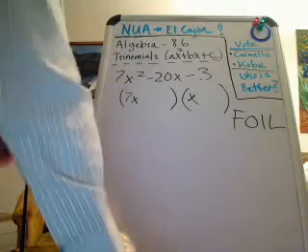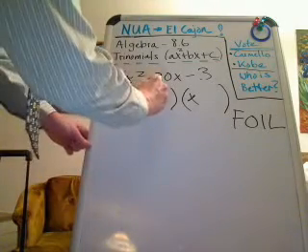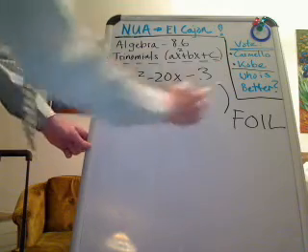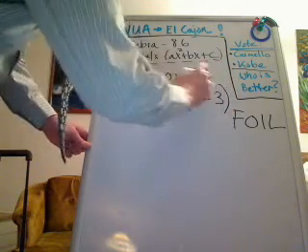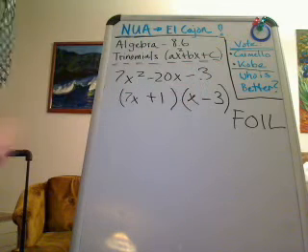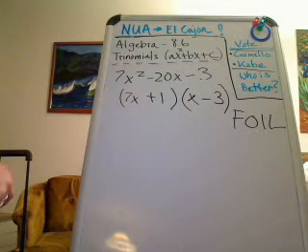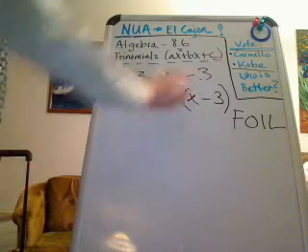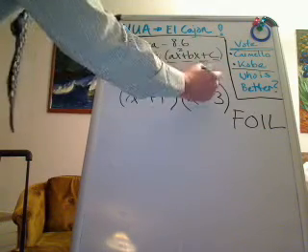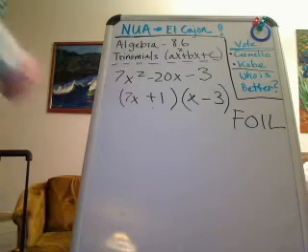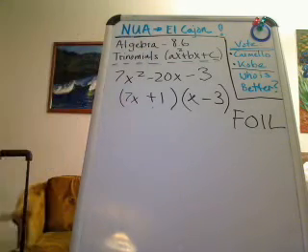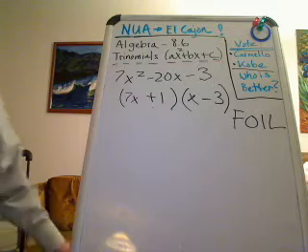The other thing I'm going to do here is go with a positive 1, because I know 1 times 7 is 7. I'm going to go with a negative 3, because I know I need to end with a negative 3, and I know that a positive times a negative is a negative, and that a positive times a positive is a positive, a negative times a negative is a positive. So let's look at how we're going to FOIL this.